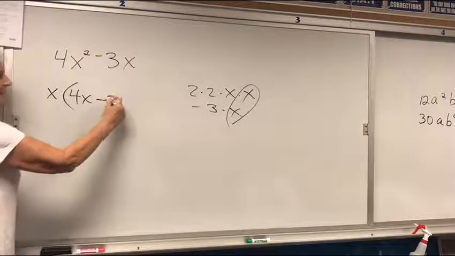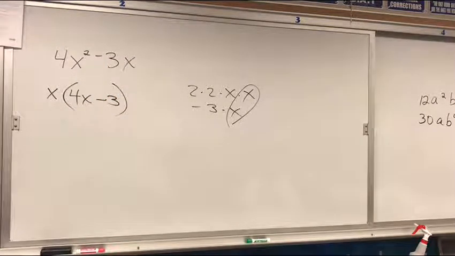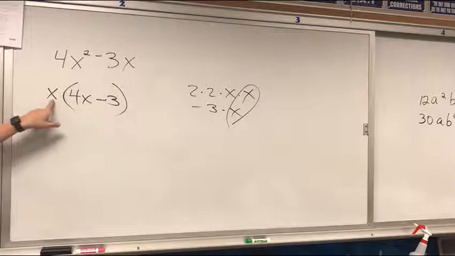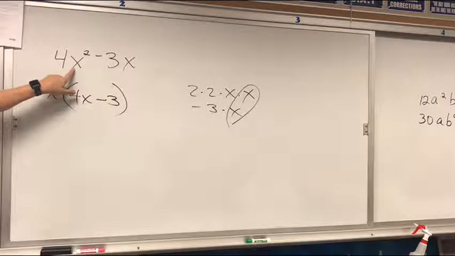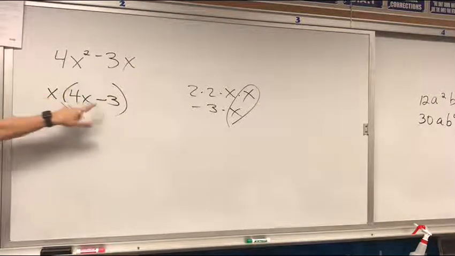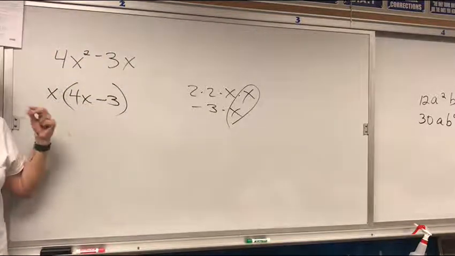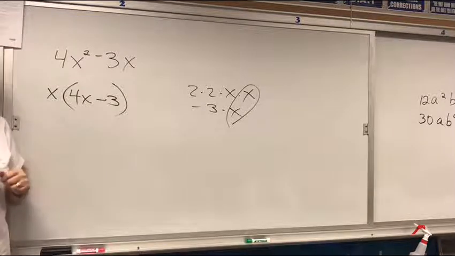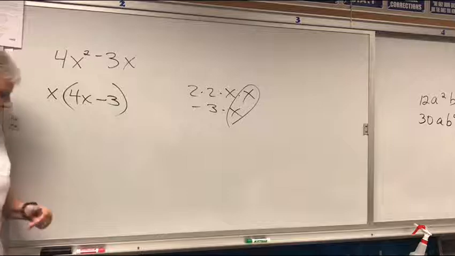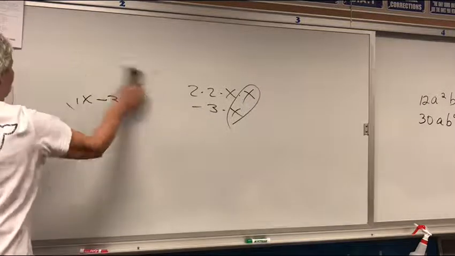Minus 3. Now let's use the distributive property. x times 4x is 4x squared. We're good. x times negative 3 is negative 3x. That is called factoring out the greatest common factor. This is the easiest part of it. Okay, let's do several of those before we continue.